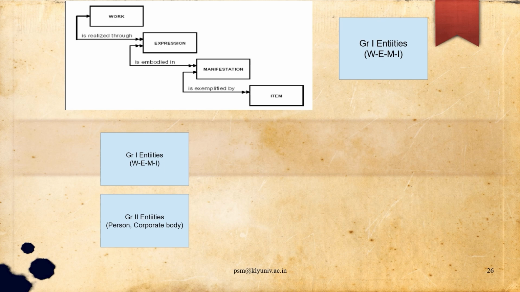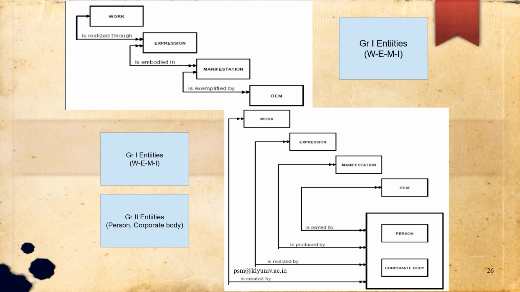In group 1 we have WEMI: work, expression, manifestation, item. In group 2 we have person and corporate body. And here you can see how group 1 entities are related with group 2 entities. Similarly, in group 3 entities we have different kinds of subject: concept, object, event, place. And these are also related with group 1 and group 2 entities, where the relationship is "has as subject".